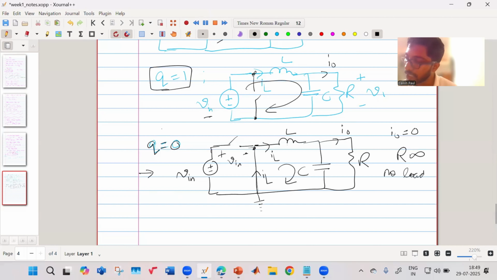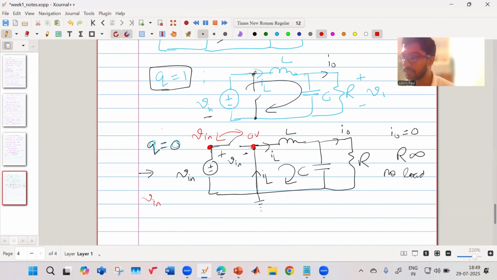This is your inductor. This is your output filter capacitor. This is your resistor. So the voltage at this point with respect to ground is Vin. And the voltage at this point during this mode of operation, when Q equal to 0, is 0 volt. So the effective voltage which comes across this switch is Vin minus 0, that is equal to Vin.